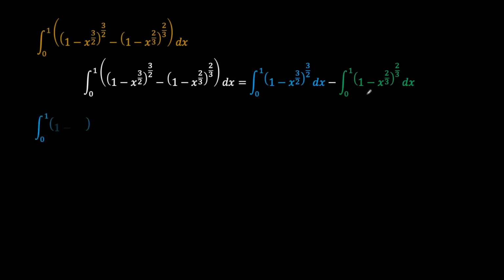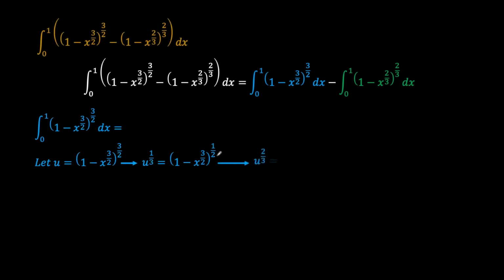So with the first integral, the first thing I would do is let u be equal to the integrand, which is (1 minus x to the power 3 over 2) to the power 3 over 2. And so if I take the cube root on both sides, now I have u to the power 1 over 3 equals (1 minus x to the power 3 over 2) all to the power a half. And then if I square both sides, now I have u to the power 2 over 3, which equals 1 minus x to the power 3 over 2.